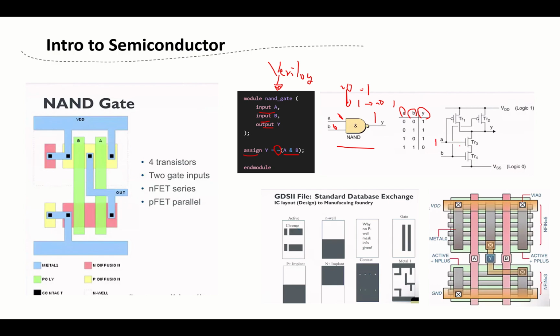MOSFET. If we give it 0, we turn it off. If we give PMOS 0, it will turn on. If we give it 1, it will turn off. Then how does it work?